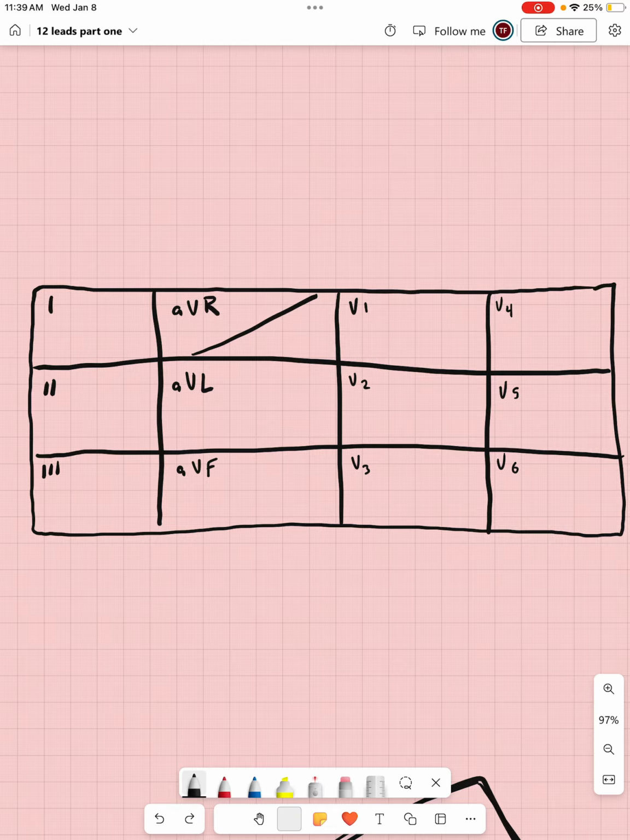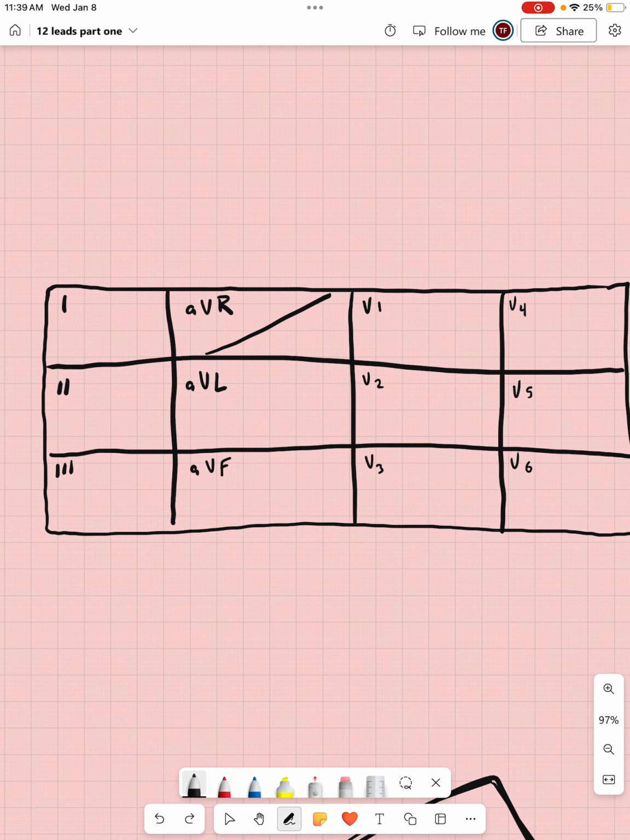And so how do I know which portions are what? Well, let's go over it. Pardon me, got some notes here. I just want to make sure I'm giving you correct information. All right, so starting with lead 1, that is going to cover our lateral portion of our heart. Lead 2 is going to cover the inferior portion, as is lead 3.